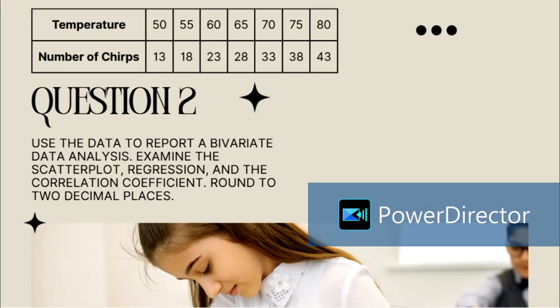Okay. Here's question 2. Use the data to report a bivariate data analysis. Examine the scatter plot, regression, and the correlation coefficient. Round to 2 decimal places. Pause the video and do that.